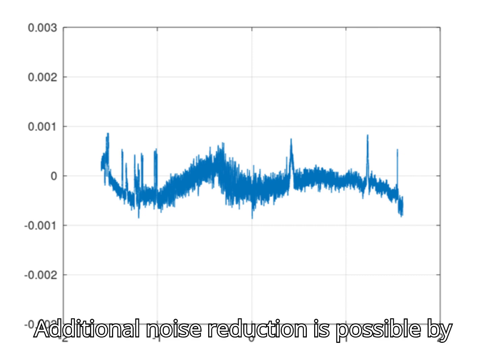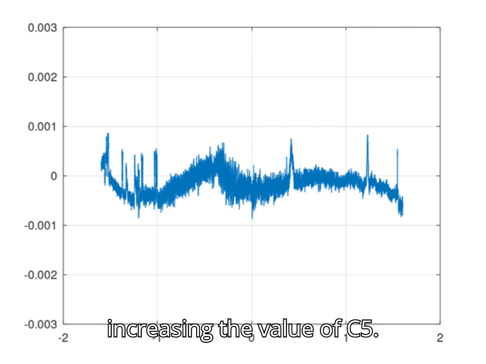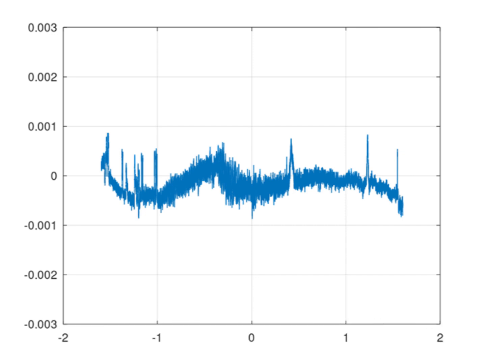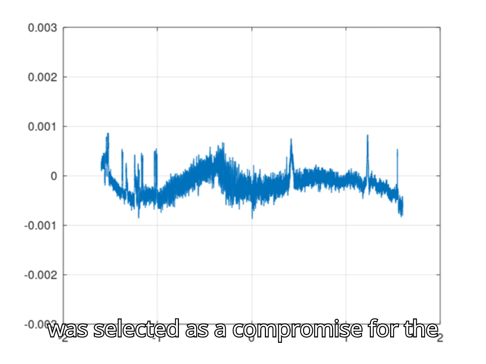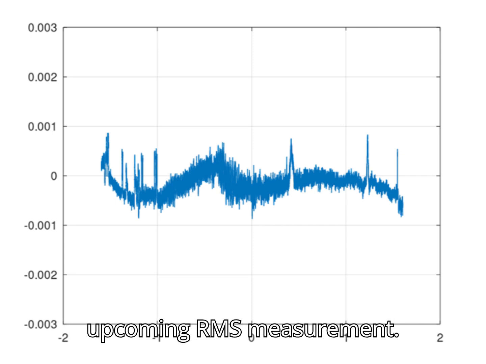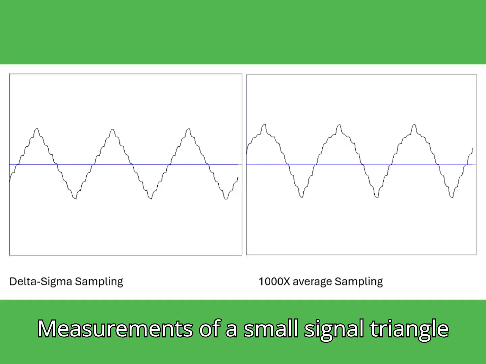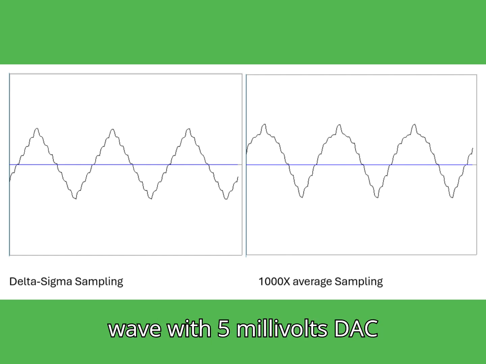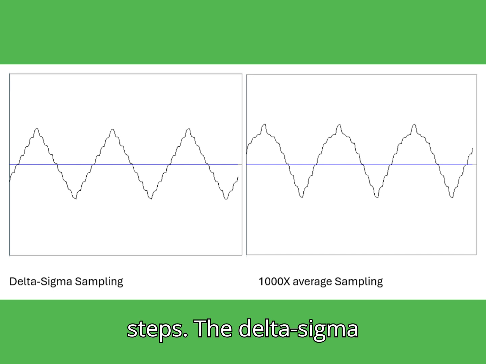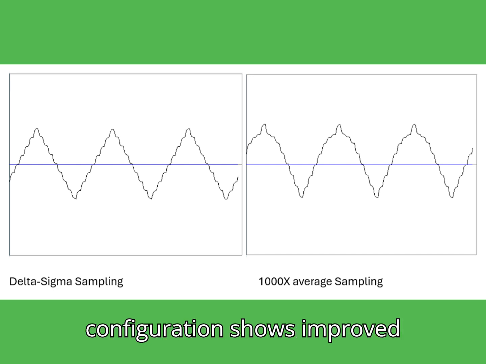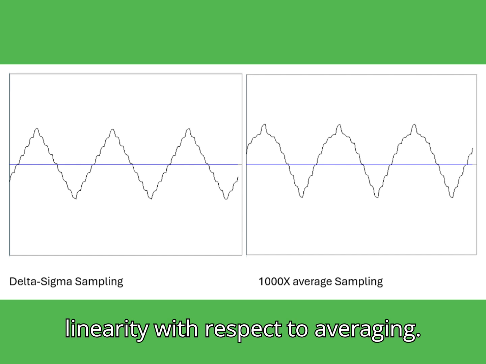Additional noise reduction is possible by increasing the value of C5. The 0.001 microfarads value for C5 was selected as a compromise for the upcoming RMS measurement. Measurements of a small signal triangle wave with 5 millivolts DAC steps. The delta sigma configuration shows improved linearity with respect to averaging.